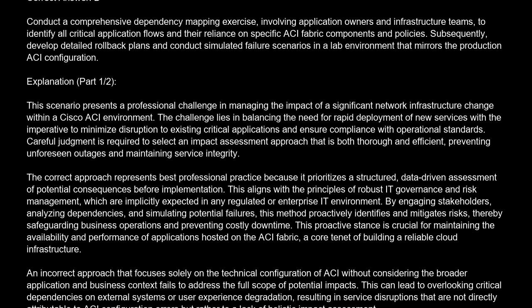An incorrect approach that focuses solely on the technical configuration of ACI without considering the broader application and business context fails to address the full scope of potential impacts. This can lead to overlooking critical dependencies on external systems or user experience degradation, resulting in service disruptions that are not directly attributable to ACI configuration errors, but rather to a lack of holistic impact assessment.